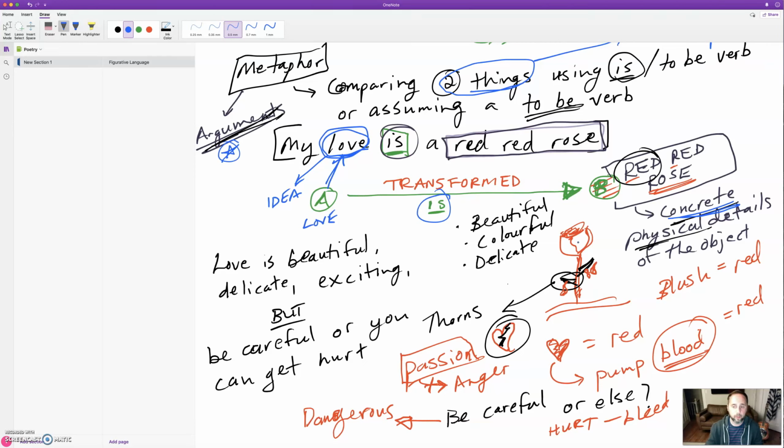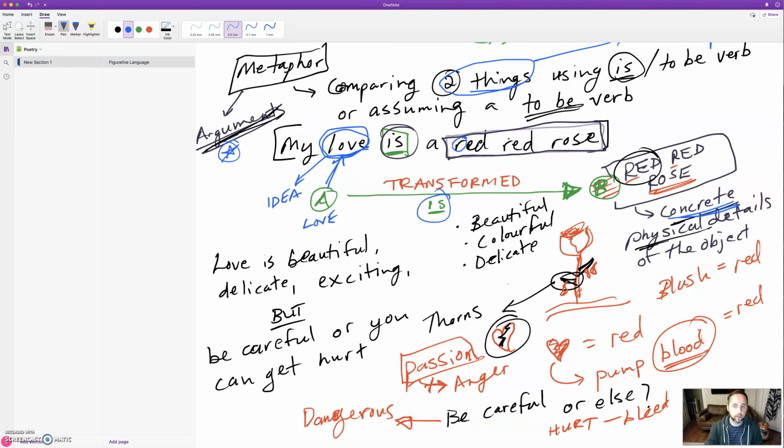And so we thought about the redness of the rose, the beauty of the rose, how delicate it is, but then there's thorns, it's dangerous, be careful when you pluck it, and so on. Okay, so that's an example of a metaphor.